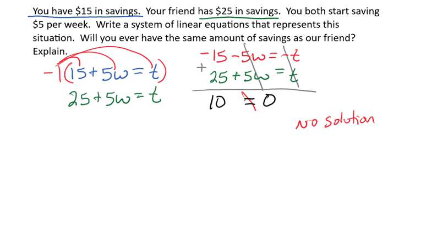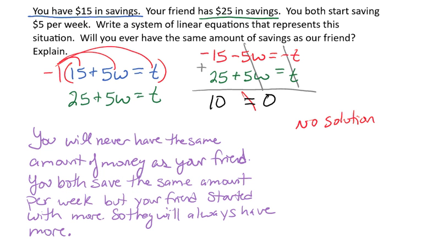So it doesn't mean that, oh, we don't know, there'll never be an answer to this question. What it means is that no, you are never going to have the same amount of savings as your friend. Remember that you are both saving the same amount of money every single week, but your friend started with $10 more. So as long as you save for the same amount of time, you are never going to bypass your friend unless you start saving more money.